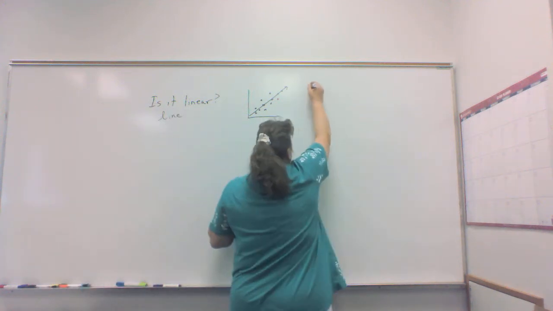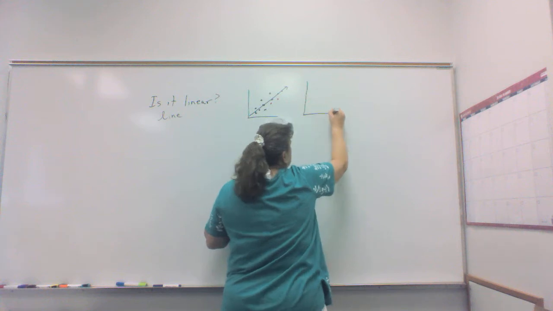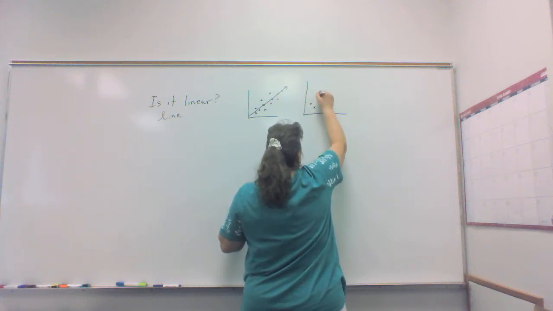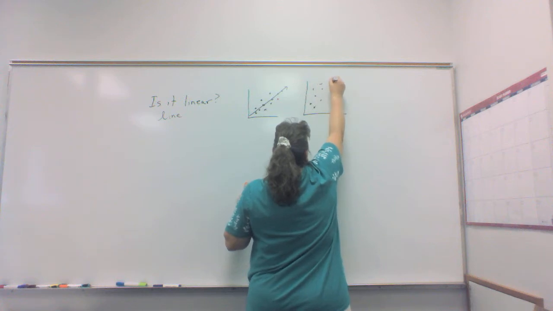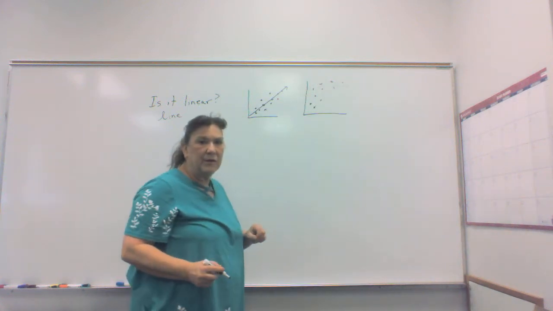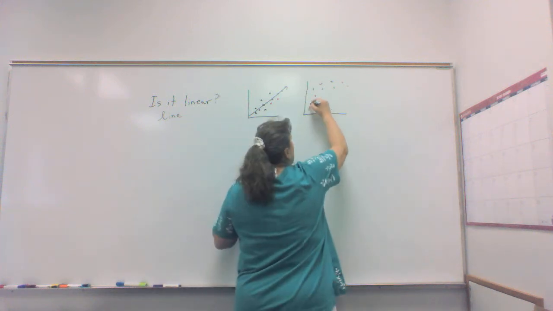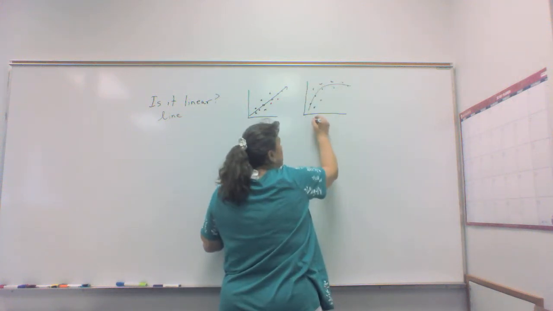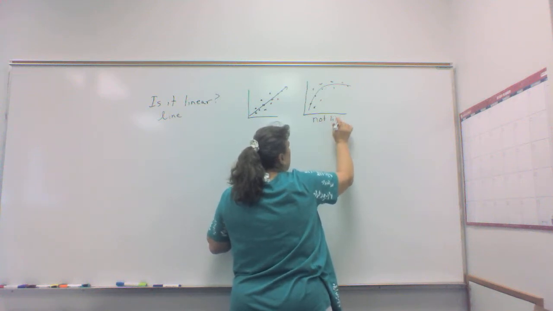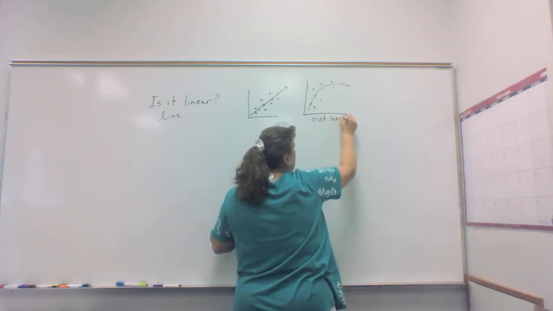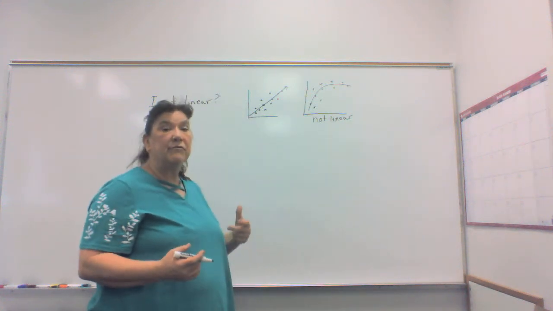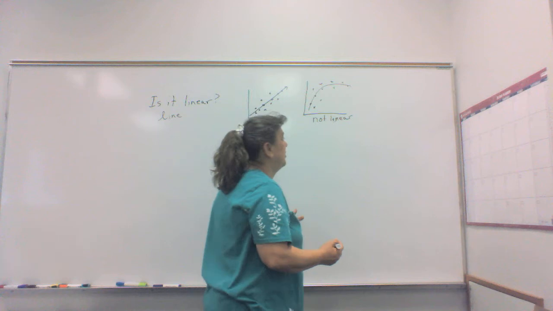Okay? Now, what else could it be? Maybe my dots are going to group in a kind of curvy way. You can see that those dots are forming a curve. This is not linear. And we're only going to be looking for linear correlation.